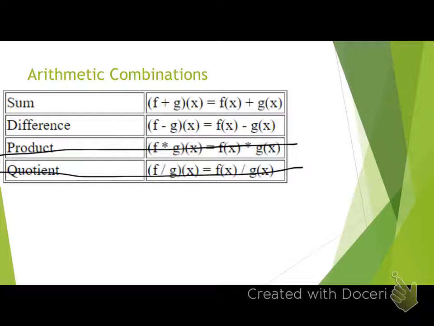Now, do not switch the order. For f plus g of x, don't put g of x plus f of x. Put f of x first and then g of x. Same thing for subtraction. F minus g of x. It's not g of x minus f of x. It's f of x minus g of x. Okay? Am I good to move on now?